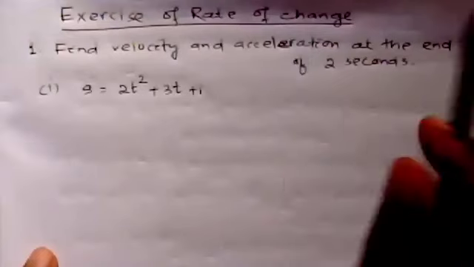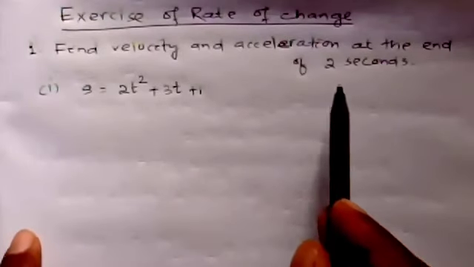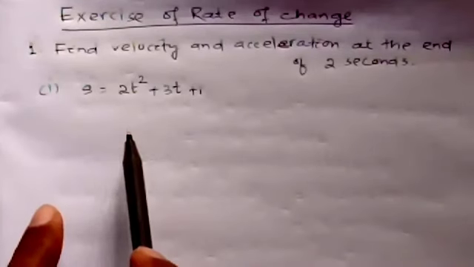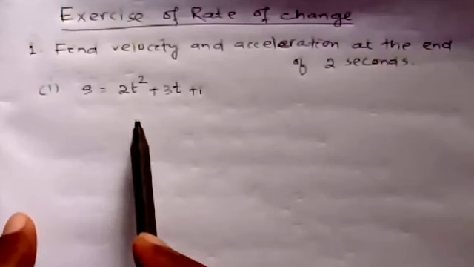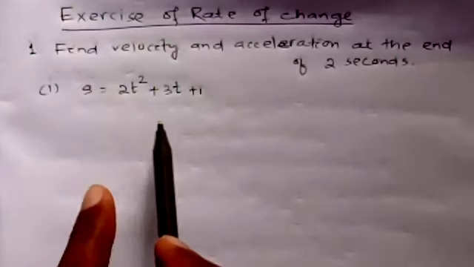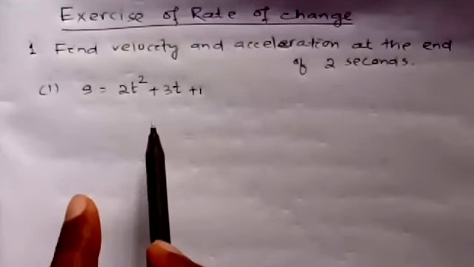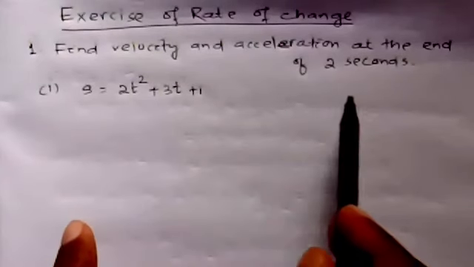Exercise of rate of change. Find the velocity and acceleration at the end of 2 seconds, where we have given the displacement. A particle is moving by the relation s is equal to 2t square plus 3t plus 1. That means this s is equal to 2t square plus 3t plus 1 is the displacement of the particle. We have to find the velocity and acceleration at the end of 2 seconds.